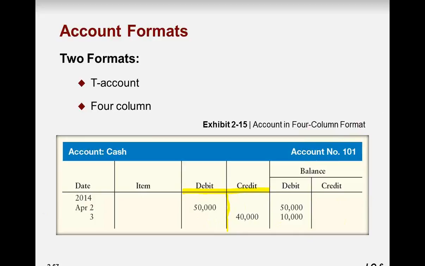You could also have a 3 column, where you just have a balance. And so in that case, you have to know if their normal balance is debit or credit, so that when you start with your beginning balance, you know if it's debit or credit to go from there.